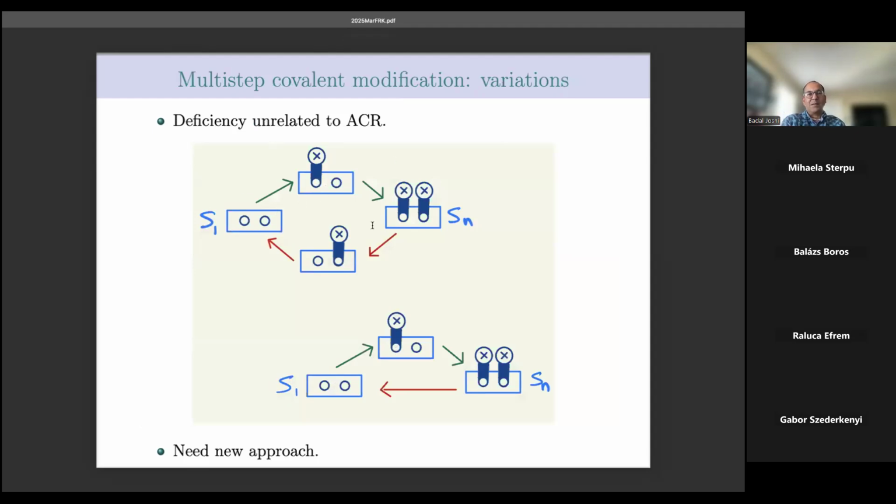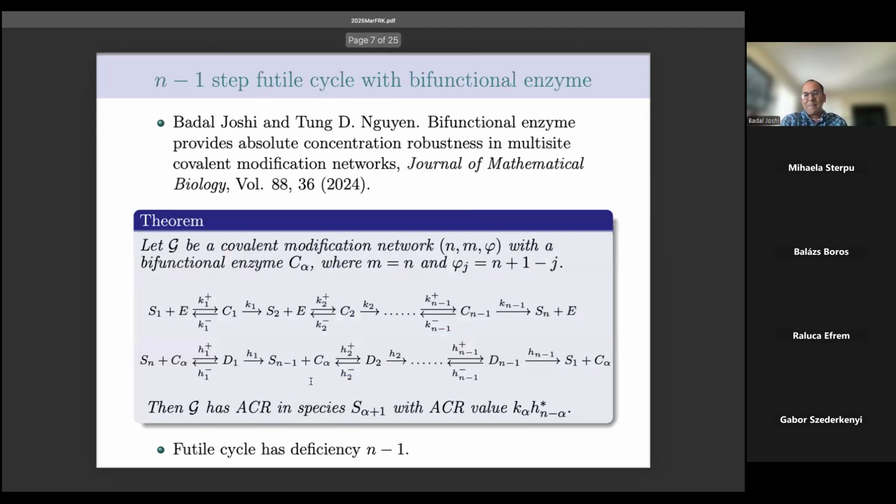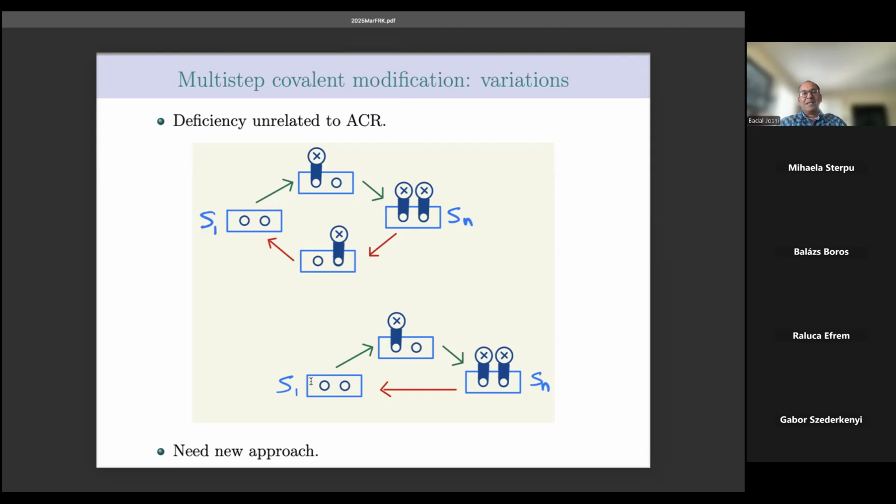So you may have something like this, or maybe where dephosphorylation happens in one step. Dephosphorylation sort of goes through a different path than phosphorylation. And you can extend the number of steps. And again, the deficiency can be anything. And so we did not see any link between deficiency and the presence or absence of ACR. Okay, so what this suggests is that deficiency is just unrelated to ACR. It may be helpful for proving some theorem, but otherwise it has no connection. And so we need a new approach.